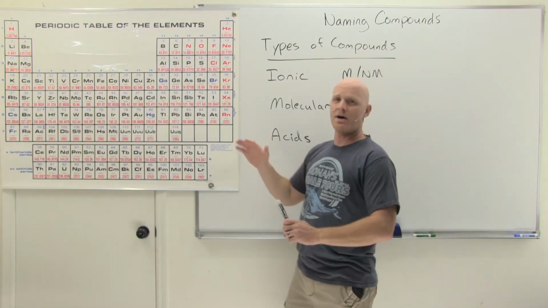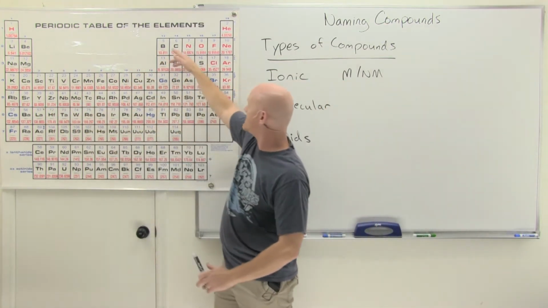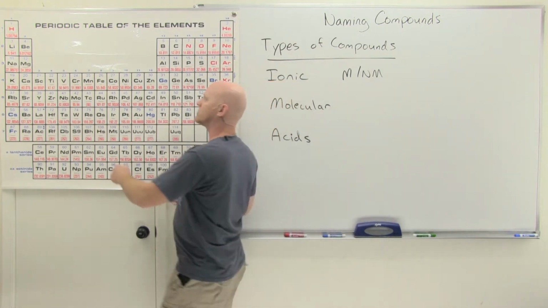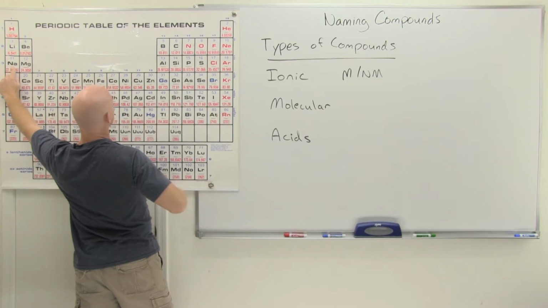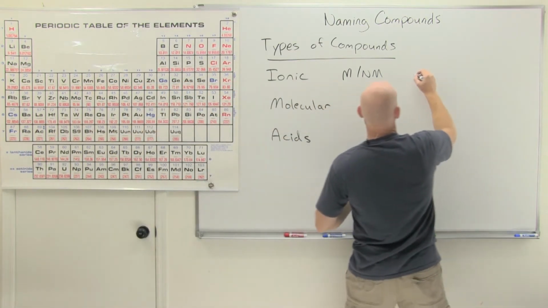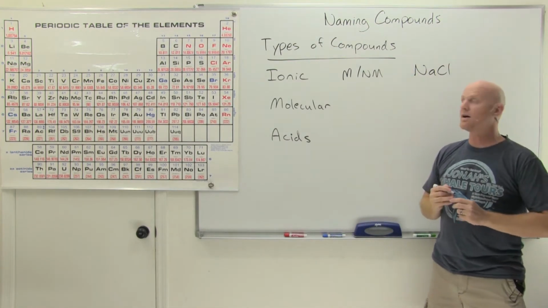And that's what we talked about in the periodic table lesson last one, the division between metals to the left of this imaginary staircase and non-metals up here to the right. A good example, probably the most famous ionic compound of all time, is sodium over here, a metal, with chlorine right here, a non-metal. That's a classic example of an ionic compound.